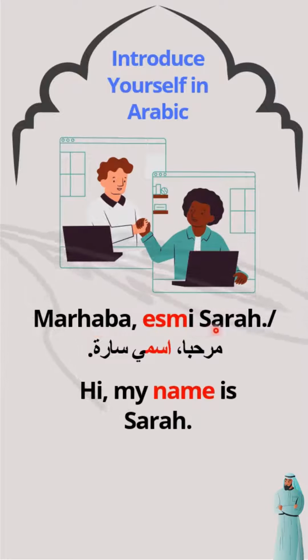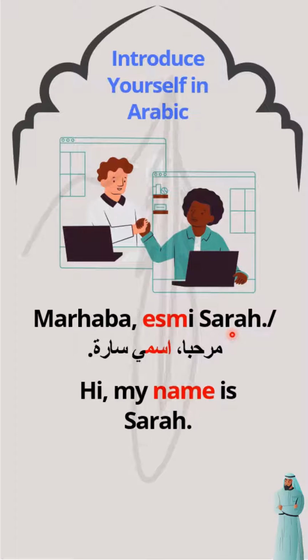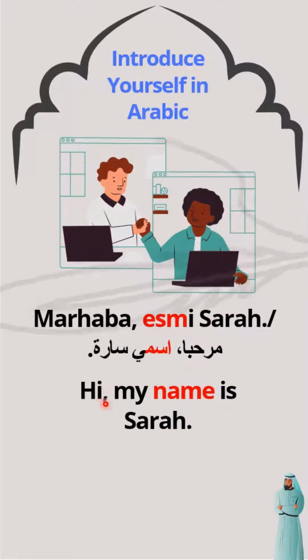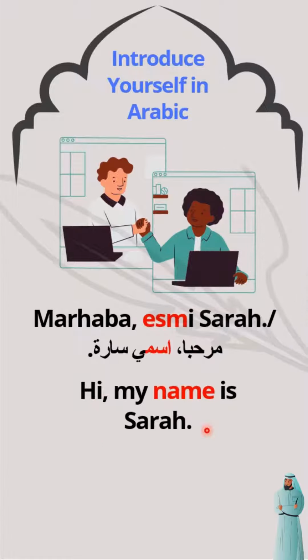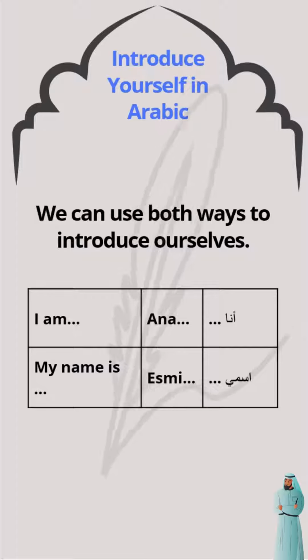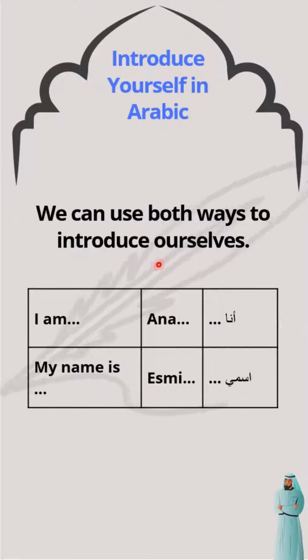Marhaba, ismi Sara. So ism is name, Sara is just a name. So marhaba, ismi Sara. Hi, hello, my name is Sara. Marhaba, ismi Sara. Great. So we can use both ways to introduce ourselves.